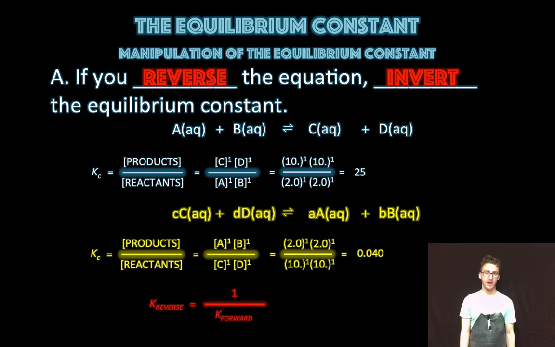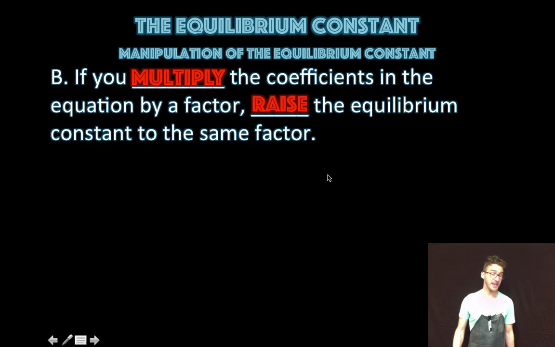So, simply recognize the equilibrium constant of the reverse reaction is equal to 1 over the equilibrium constant of the forward reaction. In this example, 1 over 25, which is 0.04. Math. Second manipulation you want to be aware of, if you multiply the coefficients in the equation by a factor, raise the equilibrium constant to the same factor.